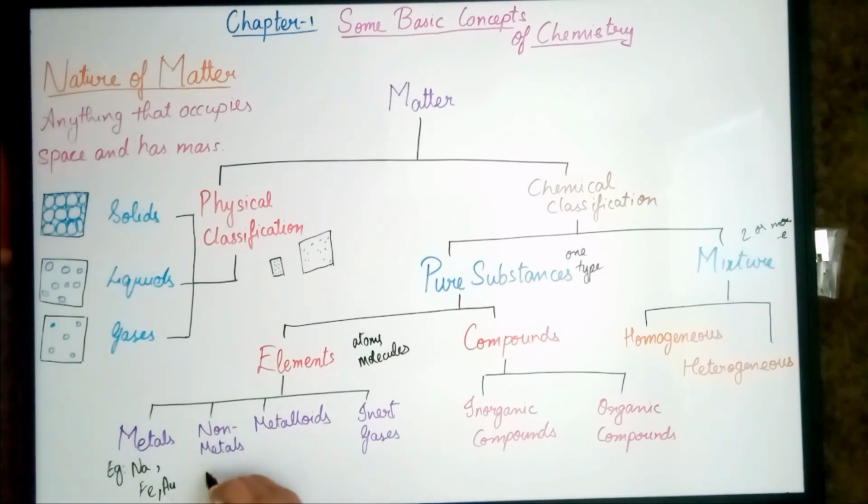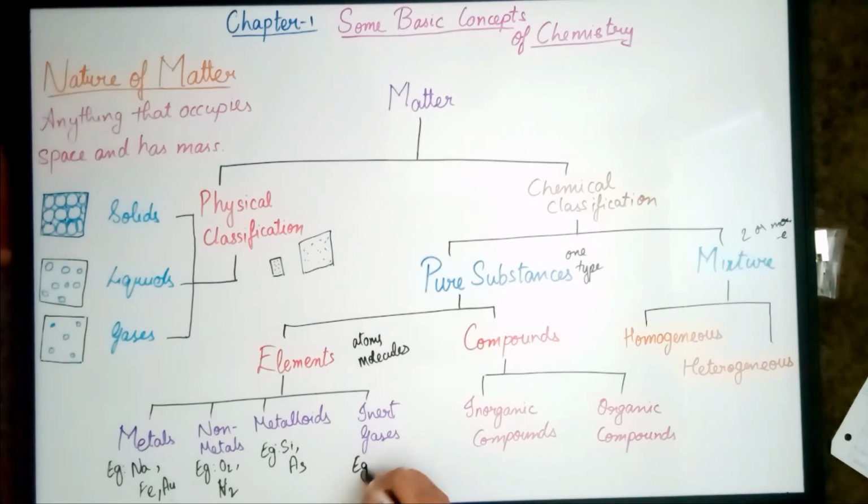Non-metals, on the other hand, examples could be oxygen, nitrogen. Okay, metalloids, examples could include silicon, arsenic, and inert gases. I'll take two examples, helium and neon.